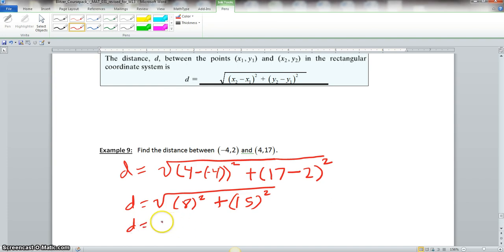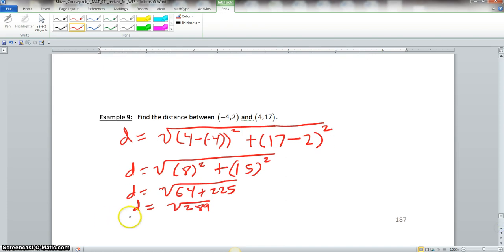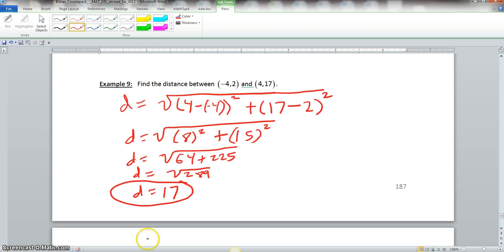8 squared is 64, and 15 squared is 225. We have d is equal to the square root of 64 plus 225, which is 289. Now the square root of 289 is 17. So your distance is 17. And we're done.